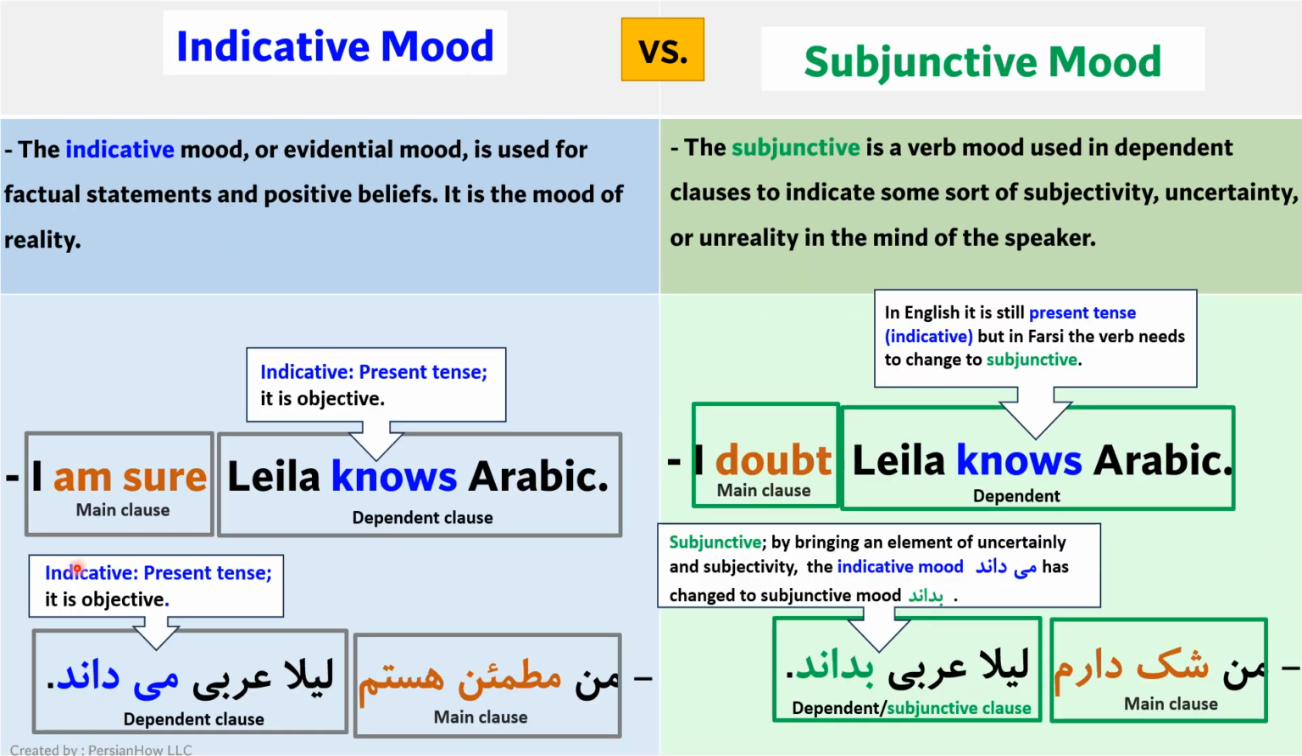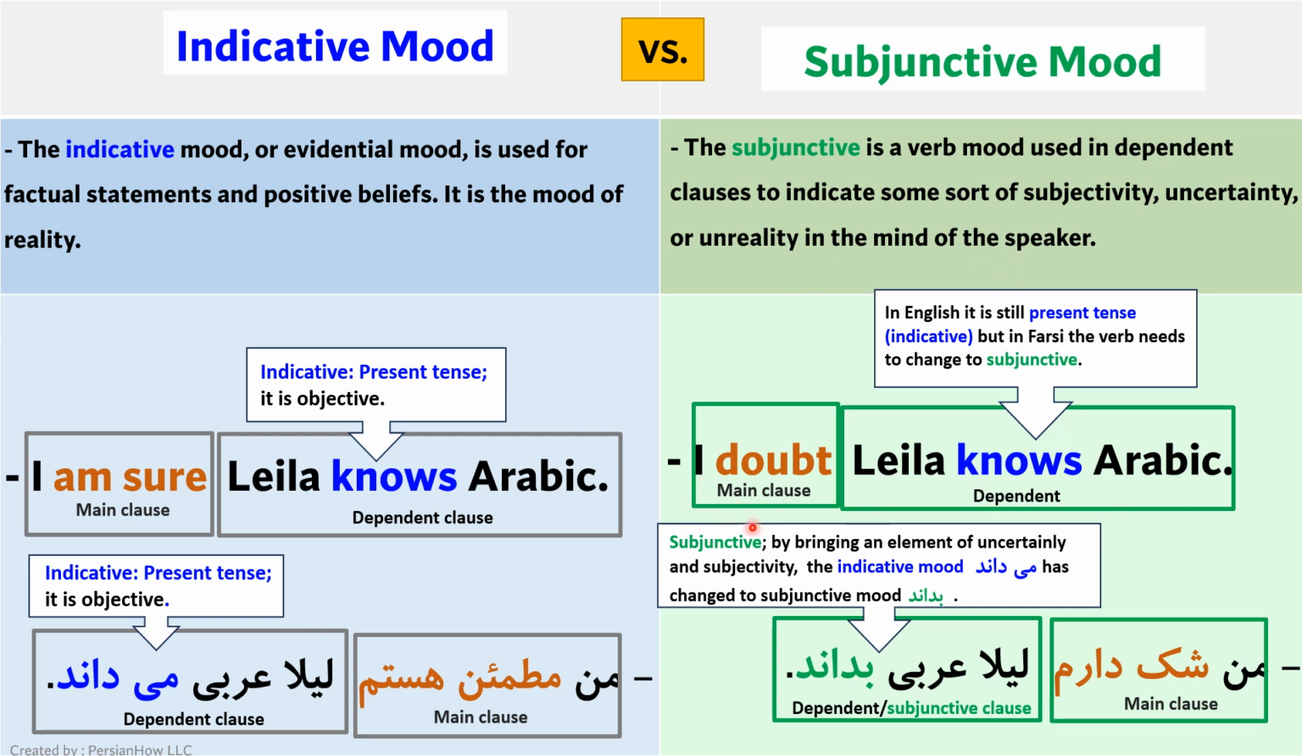Let's go over the clauses too. So as you can see again, indicative mood, this is one of the sentences from the previous slide. So here we are saying, I am sure Layla knows Arabic. This is the main clause and this is the dependent clause. And we said this one is in present tense. It's the same in Farsi. We have the main clause, man mutma'in hastam, and then the dependent clause, Layla Arabi midanad. Present tense, present tense.